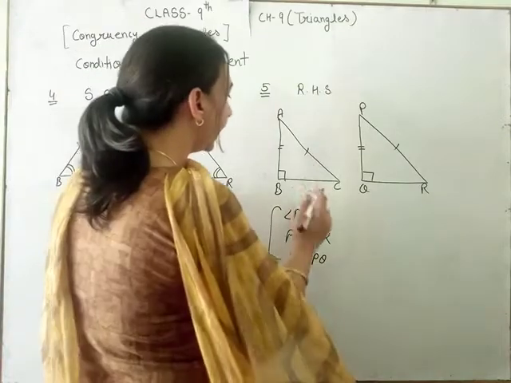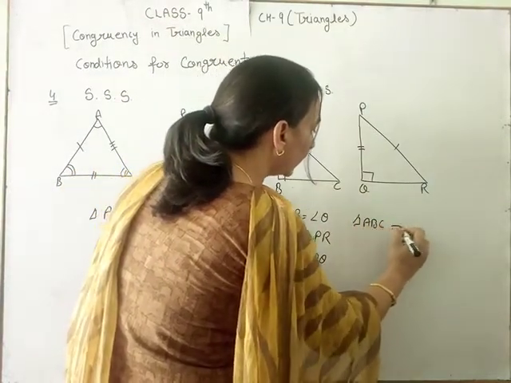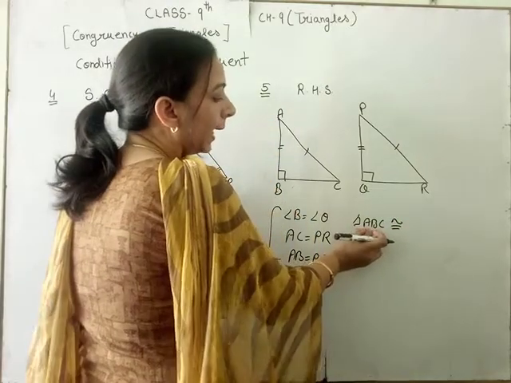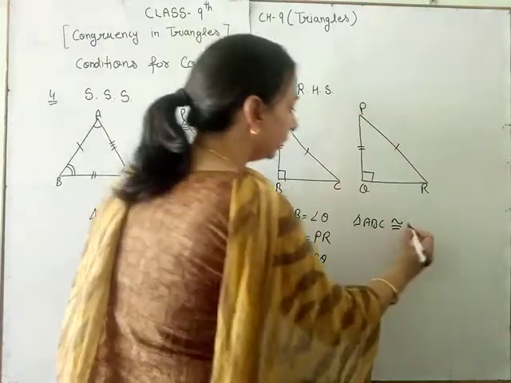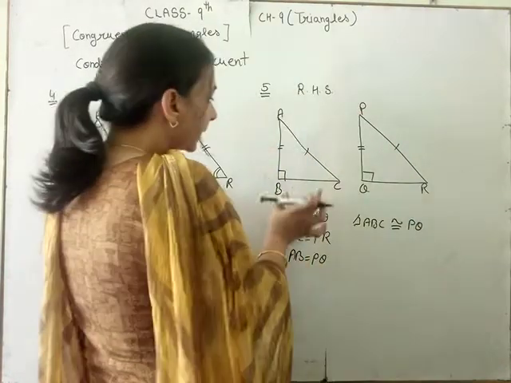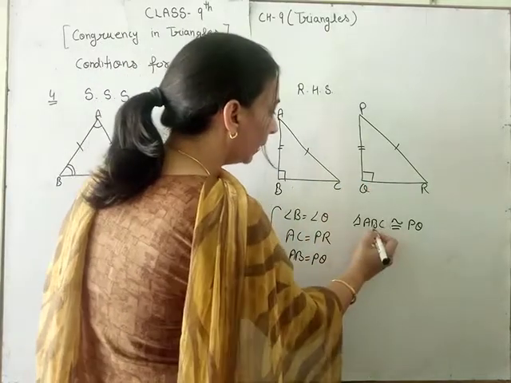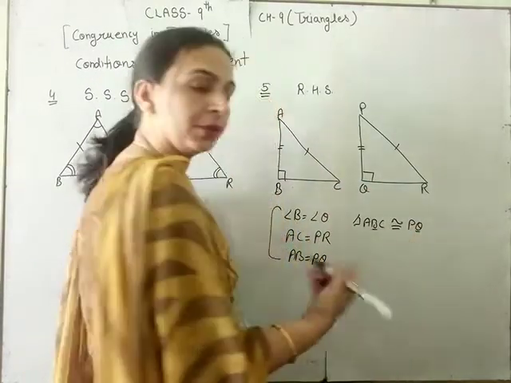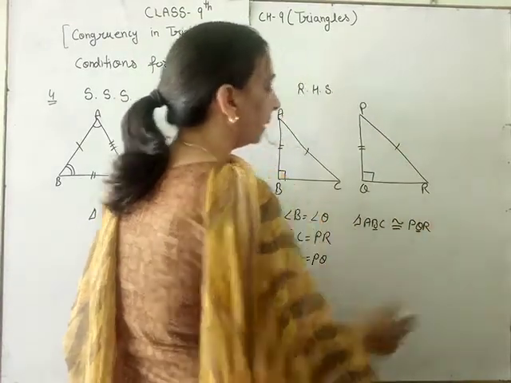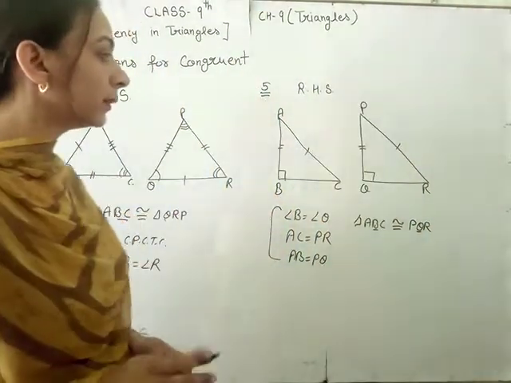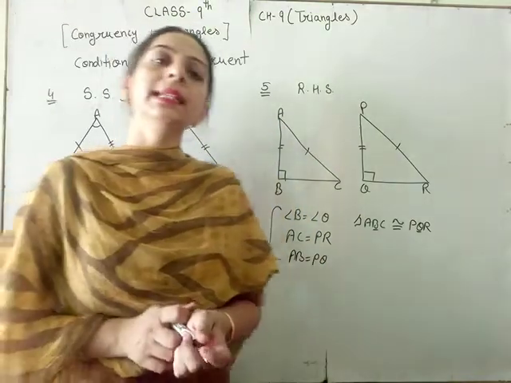Okay. Then we write the first name of the first triangle, ABC, congruent to, AB equal to PQ, so we write first PQ. Next AC. Next angle B equal to angle Q. B in second position, angle in second position also. Then only one left, PQ. Then these two triangles are congruent. Okay student, these are some conditions for congruency in triangles.